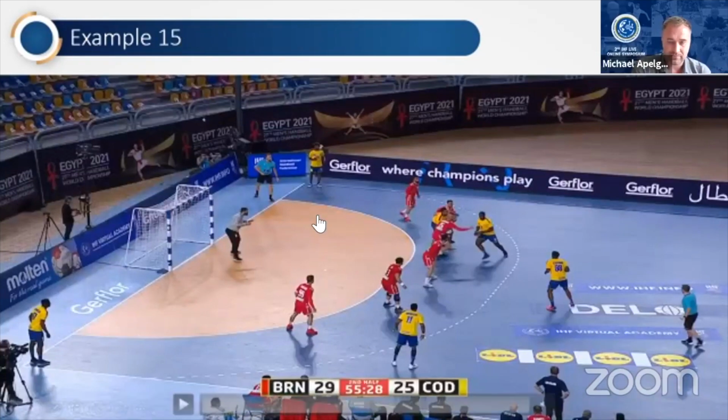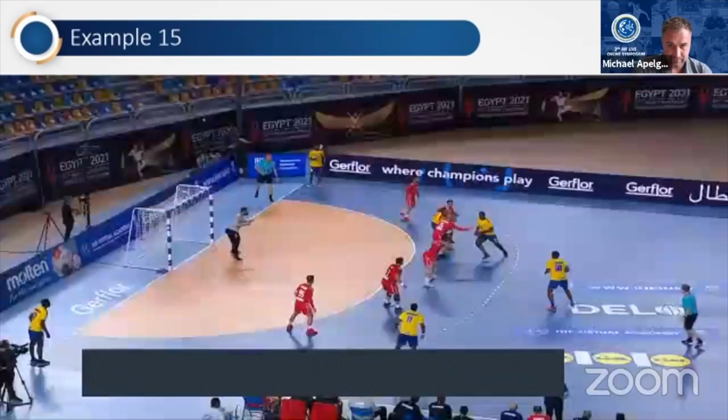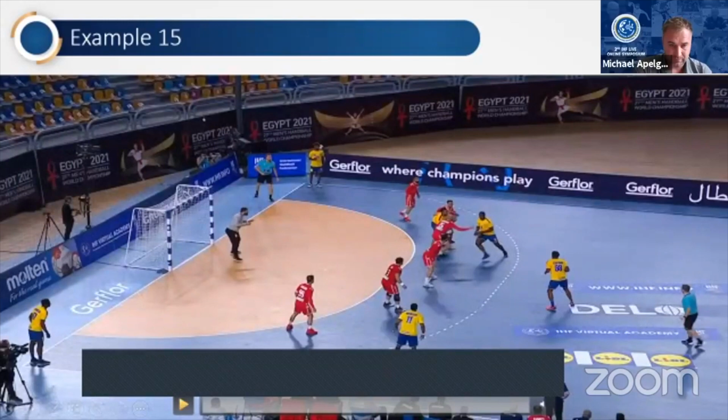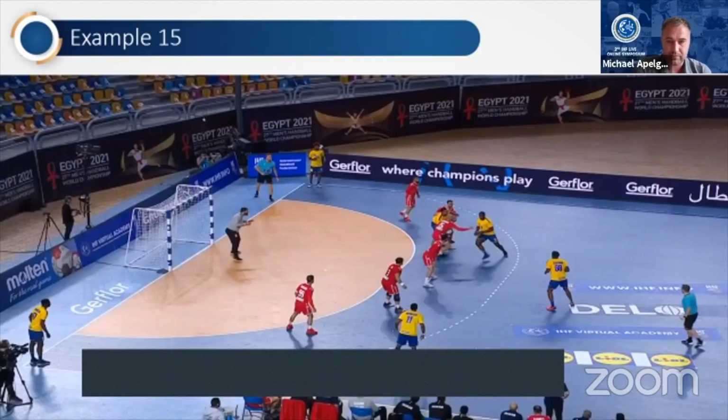And then we can skip 15 because this is also more of the same. It's the same as the previous one. We can just watch it. Look at the outer defender, number 99 in the red team, how he uses the goal area to get into the position where he makes contact with the yellow wing.